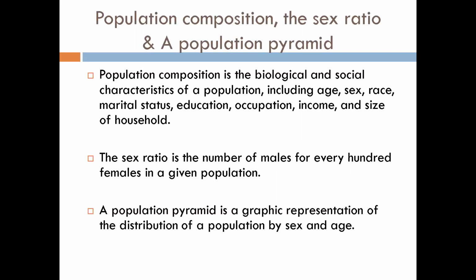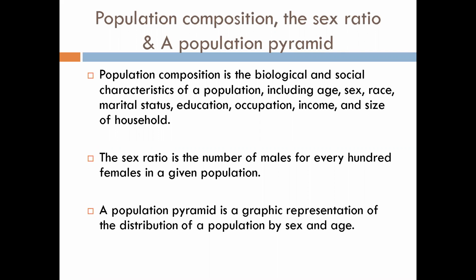Composition, the biological aspect characteristics. For example, age, sex, race are biological aspects, biological characteristics. And marital status, education, occupation, income, and size of household are social characteristics. Gathering together is a unique concept, so-called population composition. The sex ratio is the number of males for every 100 females in a given population, not in a given time, not in a given country, in a given population.